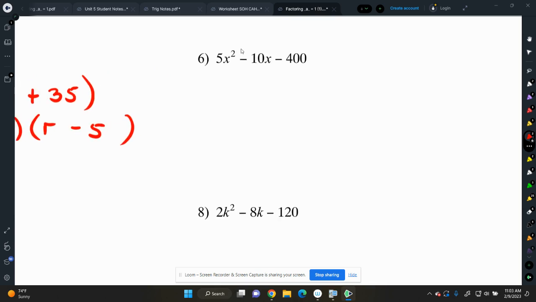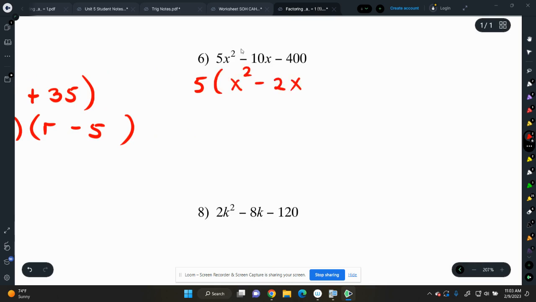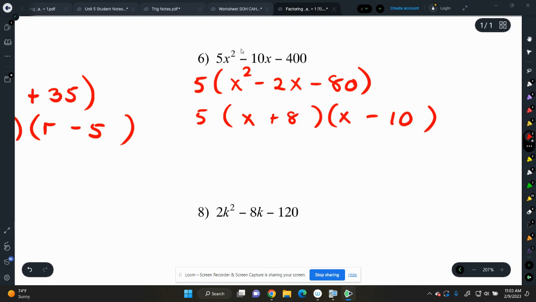Rod, number 6, please. I factored out 5. Okay, then I was left with x squared minus 2x minus 8. All right, let's keep going. Go ahead, Rod. Put x plus 8 and x minus 10. Perfect. Good job. Yes, Jake. Would it be wrong if you put x plus negative 10? No, it would not be wrong.